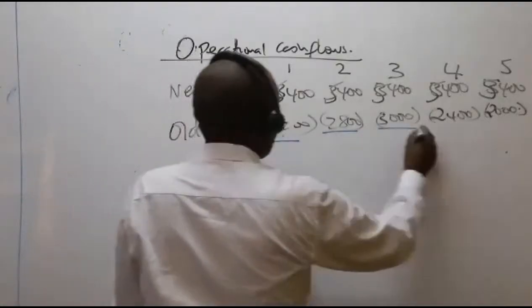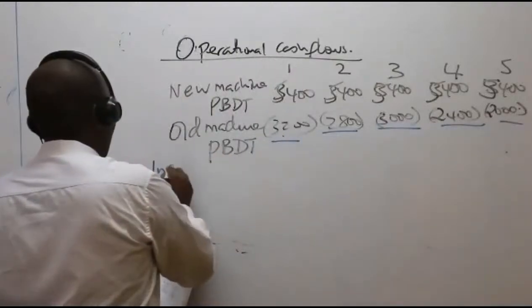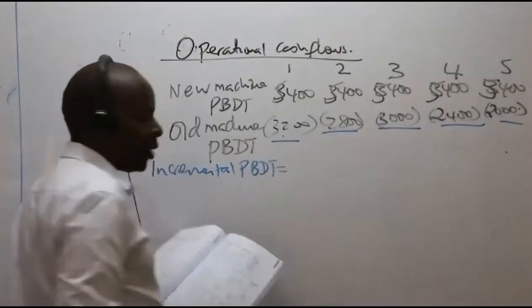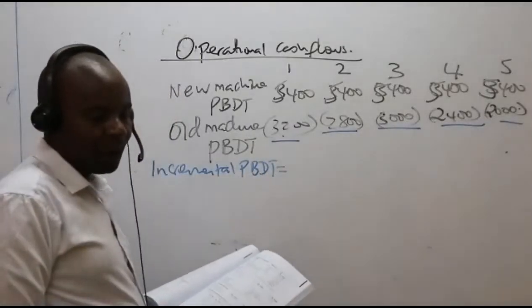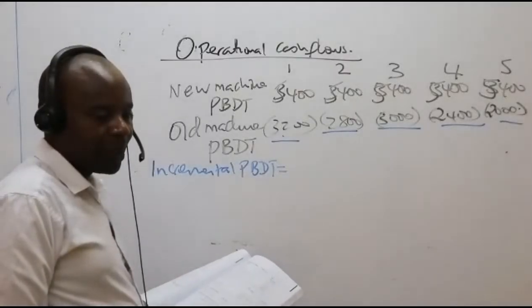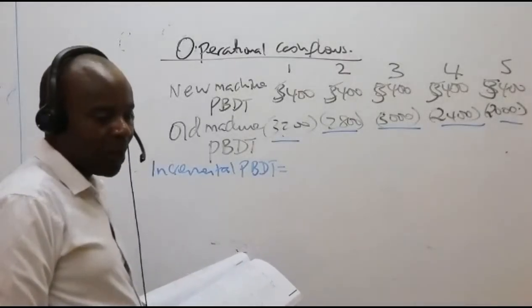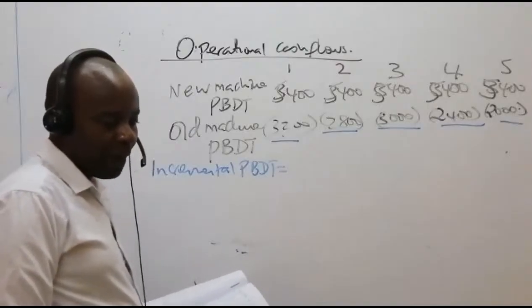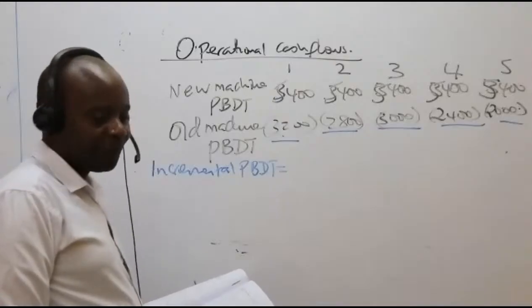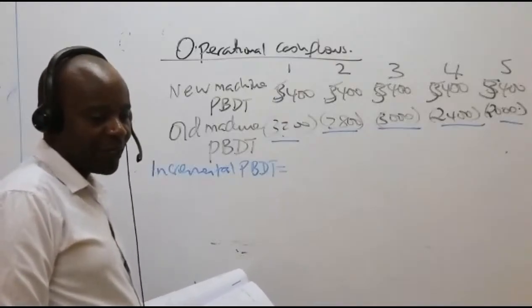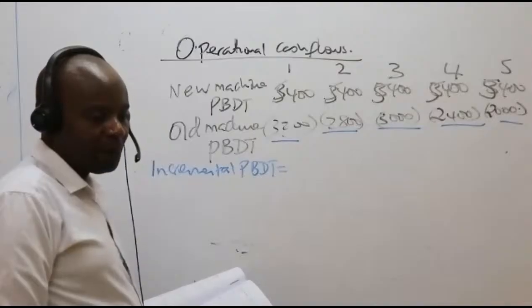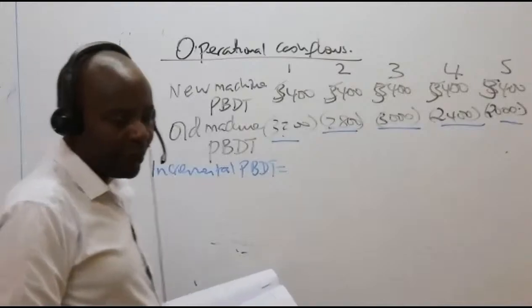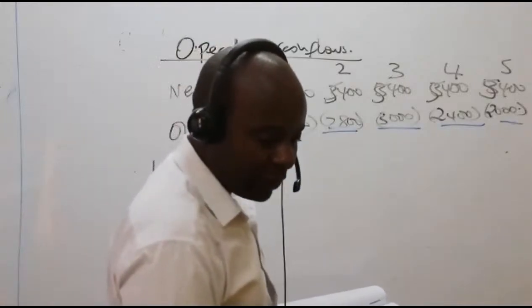So the incremental PBDT. What figures do we have, somebody here? The first one, 5,400 minus 3,200. Please give me the figures very fast. I'm not seeing anybody giving me any figure.